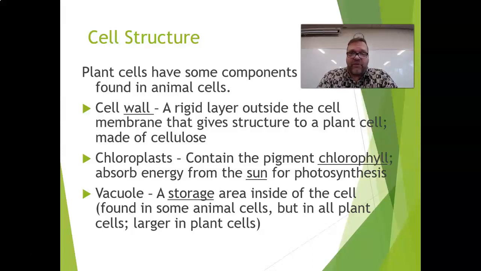And finally, vacuoles. Now, animal cells do have vacuoles, but they're usually much, much smaller. They're like small little closets that store things. Inside of a plant, a vacuole is like a giant warehouse. It's large. A storage area inside of the cell, found in some animal cells, but in all plant cells, it's usually much, much larger. So a large, large storage area inside of a plant cell, whereas animal cells may have small little storage areas, and not all of them necessarily have them.